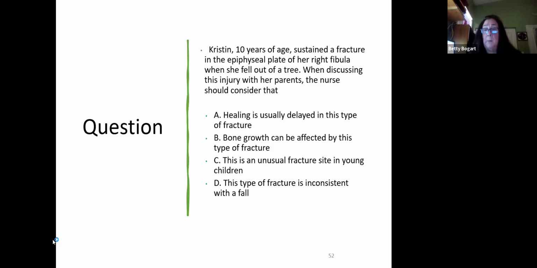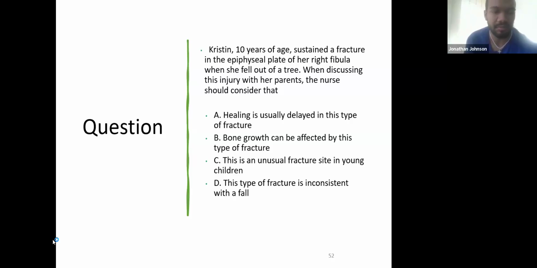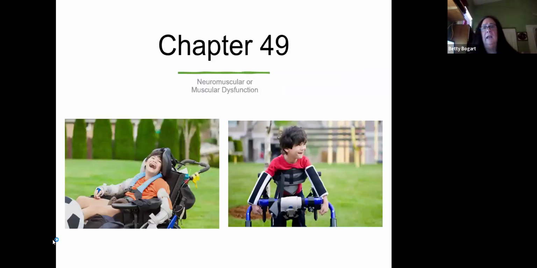Anybody know what an epiphyseal plate is? It's your growth plate. What's our big concern if you have a fracture of your growth plate? Future bone growth can be affected. Absolutely. So this is the one that gets open reduction, internal fixation, goes to surgery to make sure those bones are approximated. They put a metal plate, screws, and get it all lined up so that they can grow without a crooked leg.